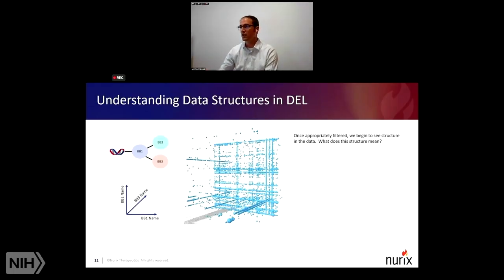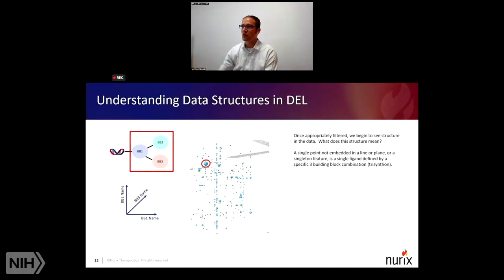So we have this large plane in the back here. We have a number of lines streaking through the cube, and then we have these points that are just out by their own, lonesome, scattered throughout the cube. So given this structure, what do all these different representations or features mean? We'll start with one of these singleton points. And what one of these points means, when you don't see any of the neighboring ligands represented, is this is a feature that is really defined by the specific combination of these 3 building blocks.